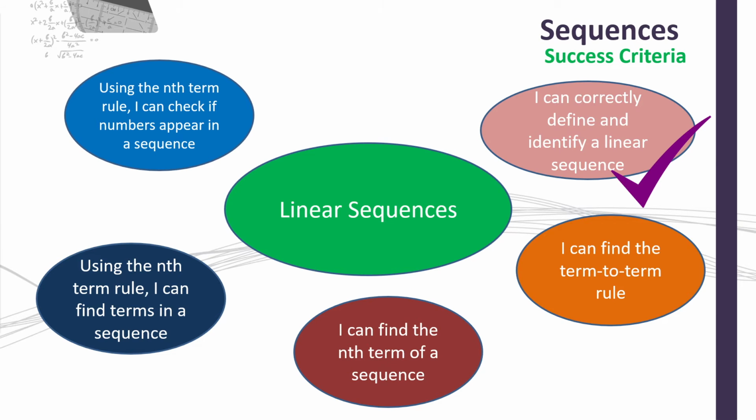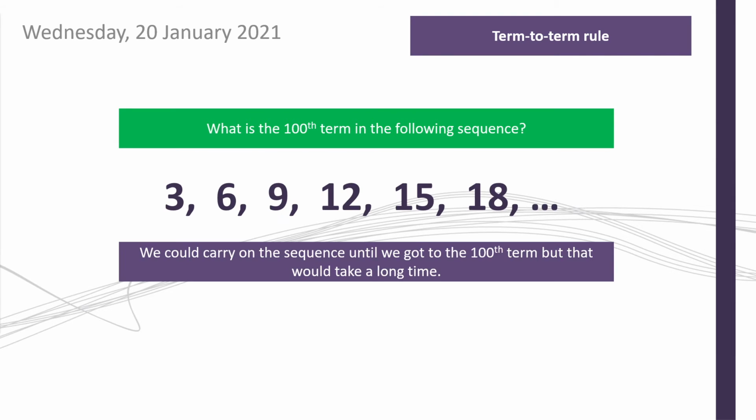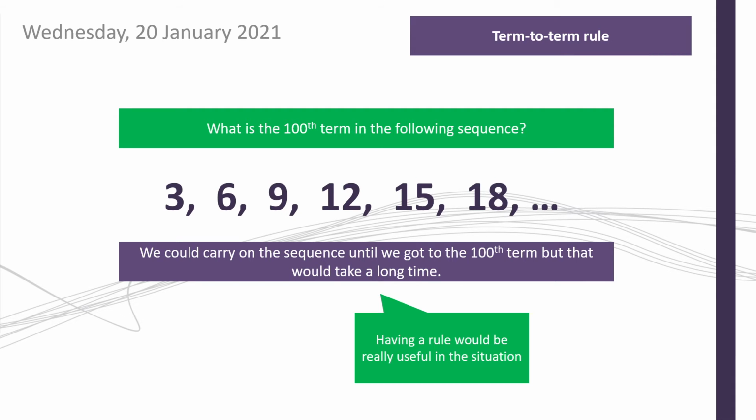Now that we know how to find the term-to-term rule of a linear sequence, it is time to find out how we find the nth term of a linear sequence. In some cases, we might want to find out, for example, the 100th term in a linear sequence. We might try to carry on calculating terms of the sequence until we reach the 100th term, but that would take a while. But there is a quicker way, the nth term rule.